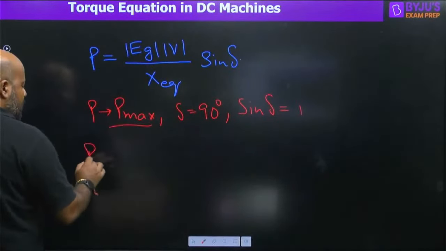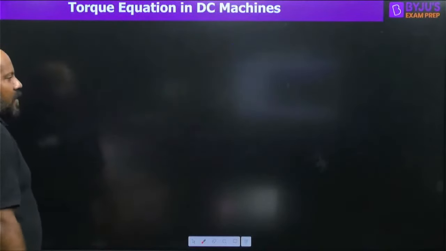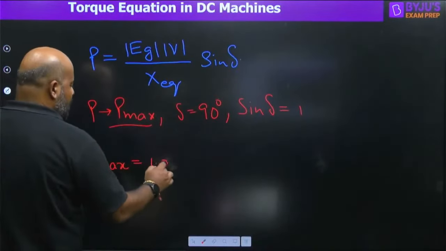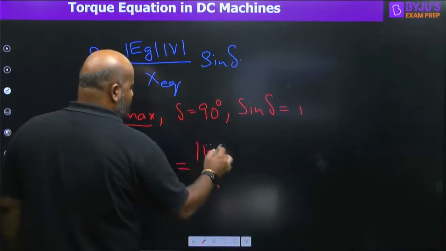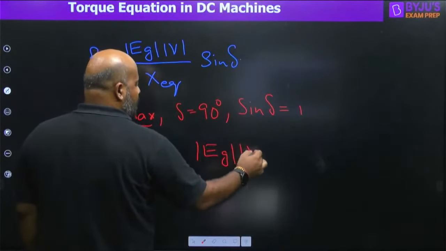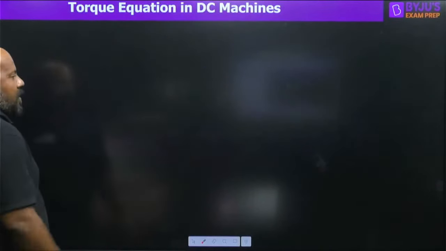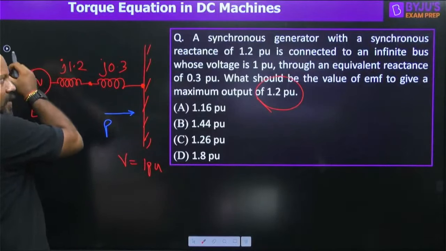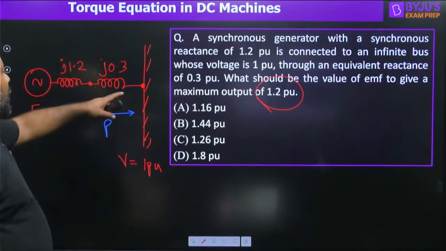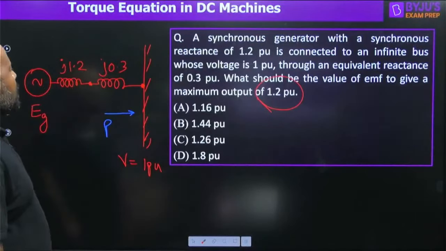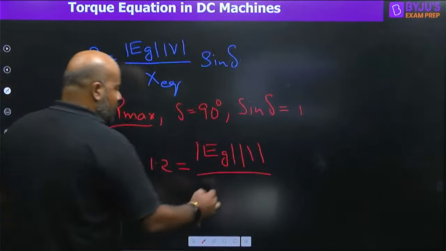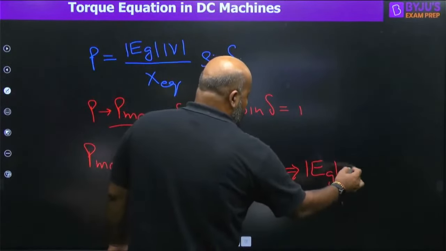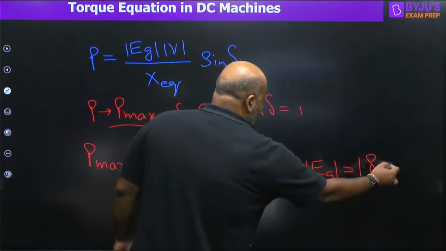What is this P max? This P max is given in the problem, and that is 1.2. The voltage is 1 per unit. What is the total equivalent reactance? Just add the synchronous reactance and the equivalent reactance connected between the infinite bus and the generator. 1.2 plus 0.3 is 1.5. So if you solve this, you should get the magnitude of the excitation EMF as 1.8 per unit.